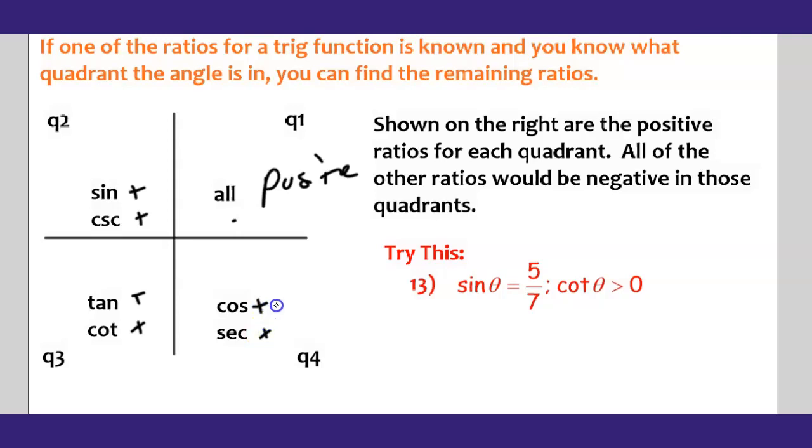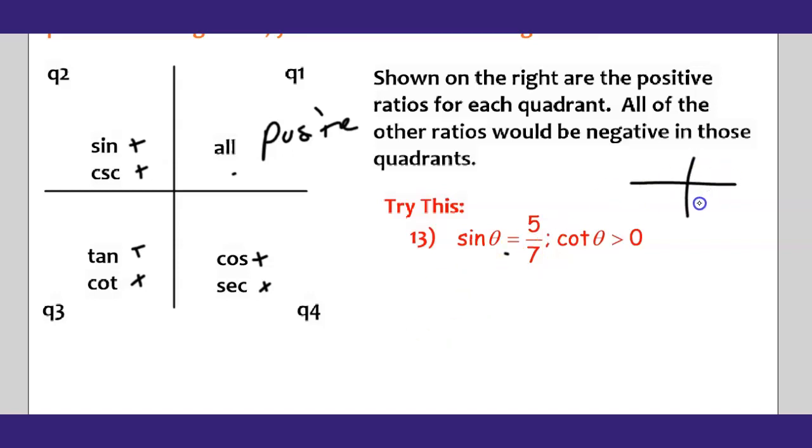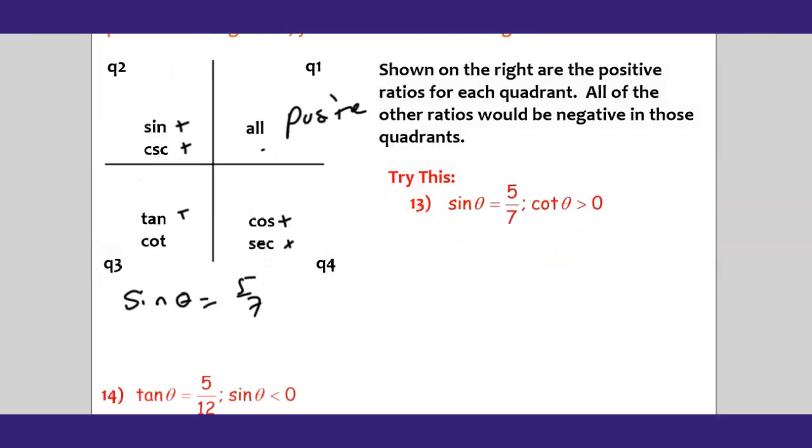All right, but listen, guys, you can memorize this. I, for one, just use these rules. I kind of do what we did with the other problem, where we figure out what quadrant it's in by making a triangle. So cotangent is greater than 0, which means it's positive. And then we have right here that sine is 5 over 7.